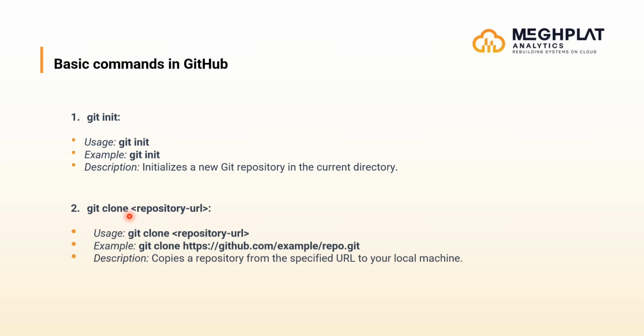The second one is git clone. We can use it by giving commands like git clone, then the repository URL. You can see the example here: git clone, then https://github.com/example/repo, and this is our repository URL. Git clone copies a repository from the specified URL to our local machine.